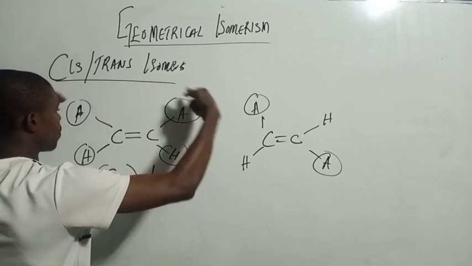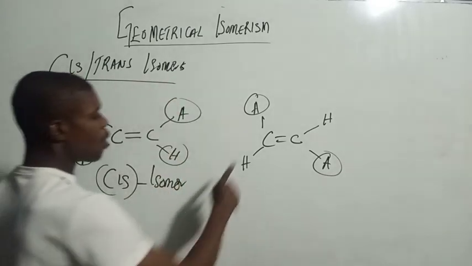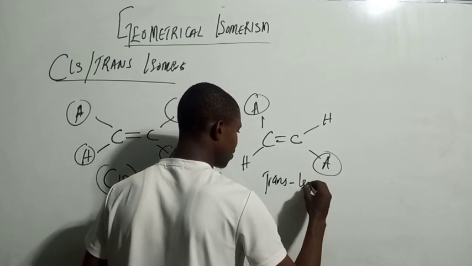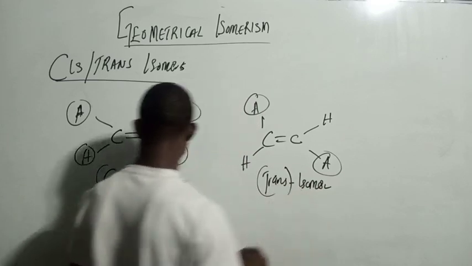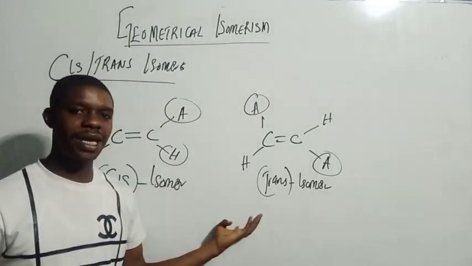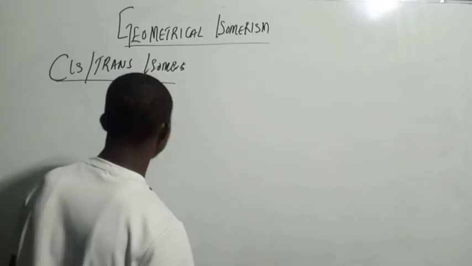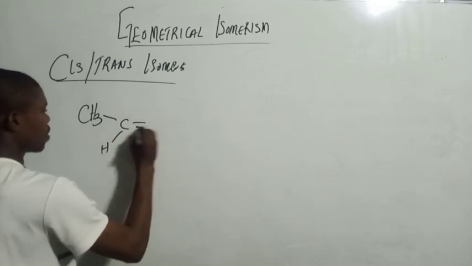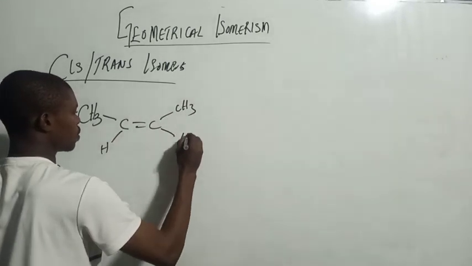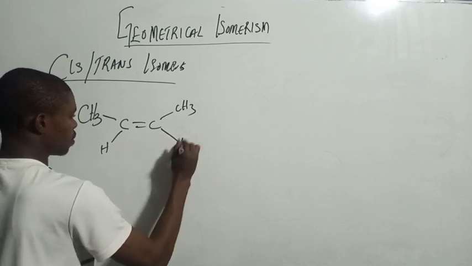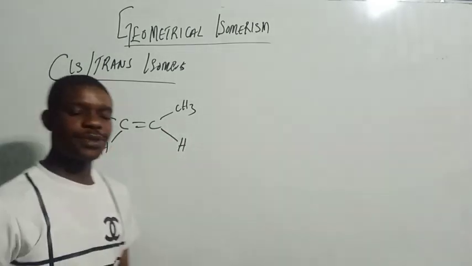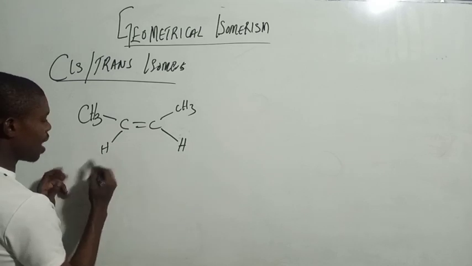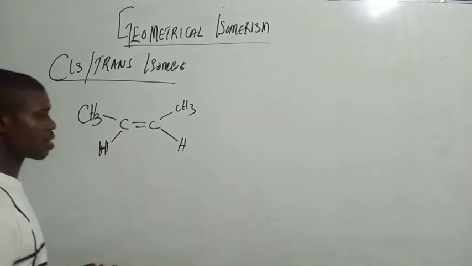So when the two groups are on the same side, here we have the cis. But when they are on opposite sides, here we have the trans isomer. So you really want to pay close attention to this. So if for example here we have CH3, they should ask, what type of geometrical isomerism occurs at this point here? Now, if you check very well, the two carbon atoms have hydrogen, right? So cis and trans isomers are possible.